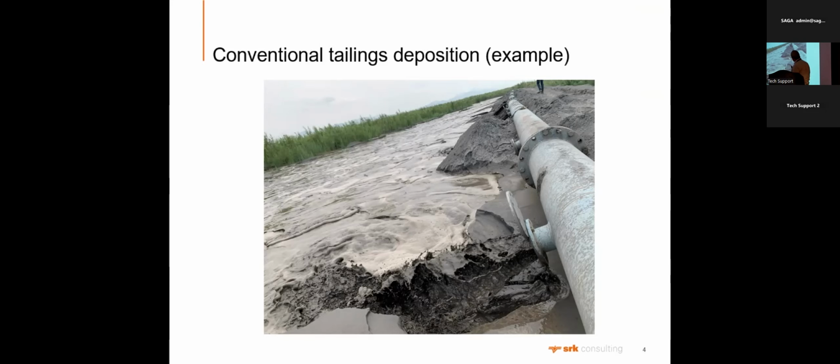But I wanted to show you that we're dealing with something that has a solids concentration initially of at least 50%.